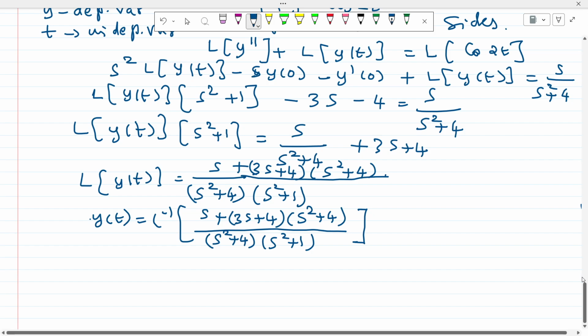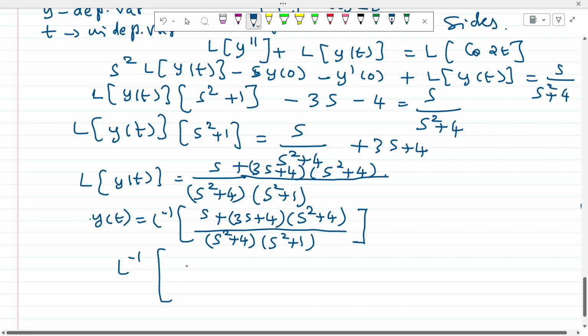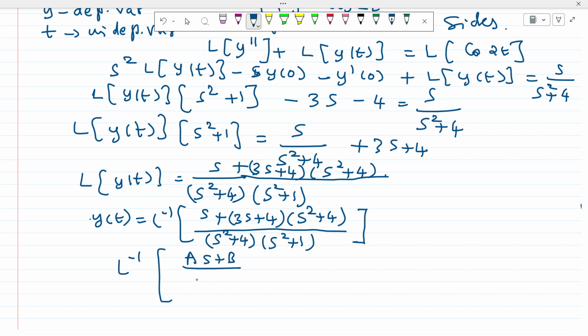Okay, fine. Using the partial fraction method, how can we solve? L inverse of a s plus b divided by s square plus 4 plus c s plus d divided by s square plus 1.